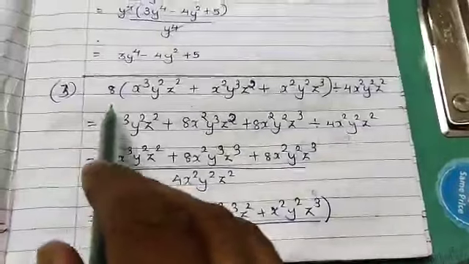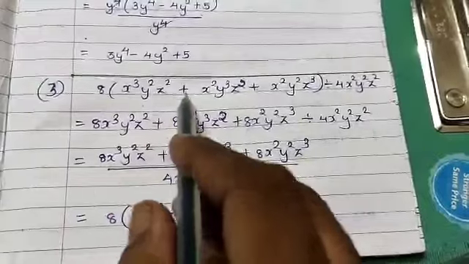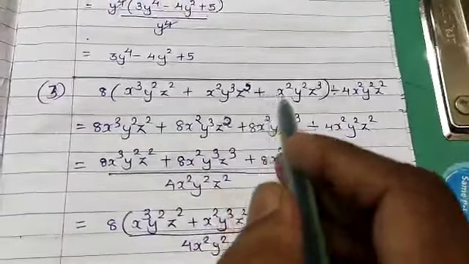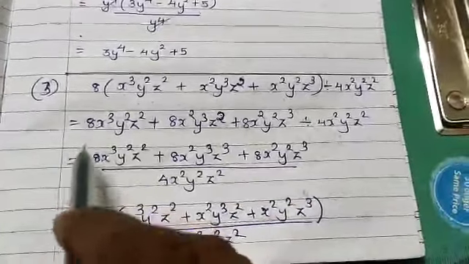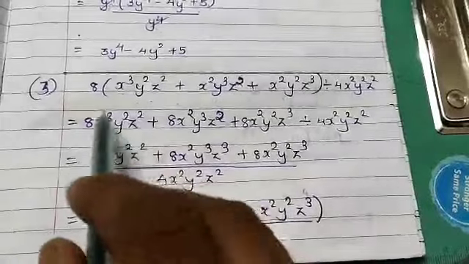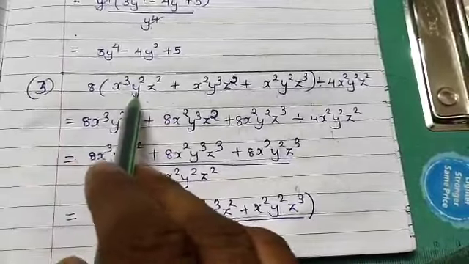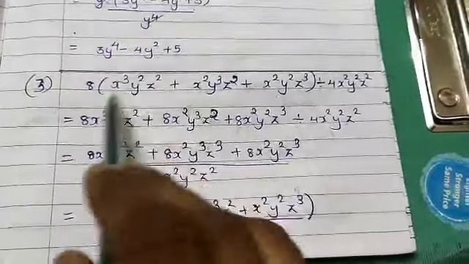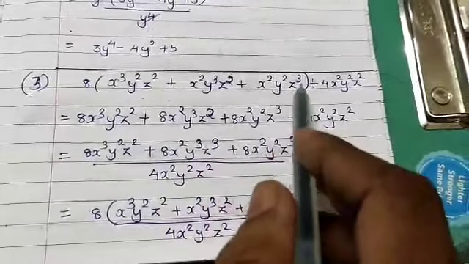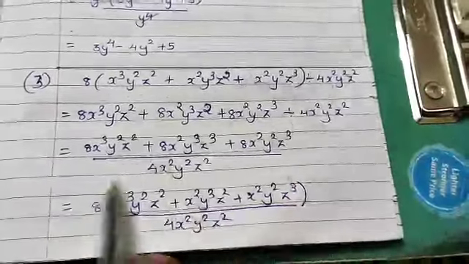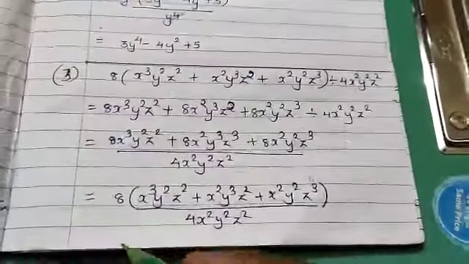Now the next one, 8 in bracket multiplied by x cube y square z square plus x square y cube z square plus x square y square z cube divided by 4 x square y square z square. Now if I see, if you multiply all the terms inside the bracket with 8, you will get 8x cube y square z square, 8x square y cube z square plus 8x square y square z cube divided by 4x square y square z square. Then see what you all will do.